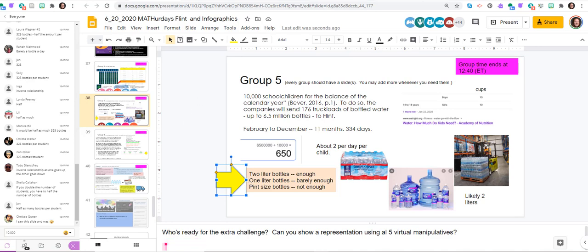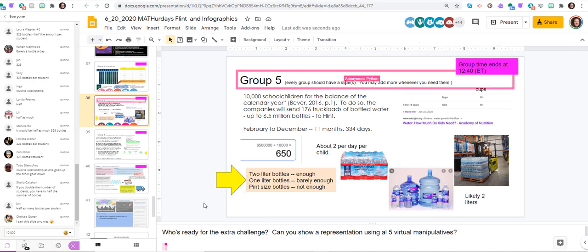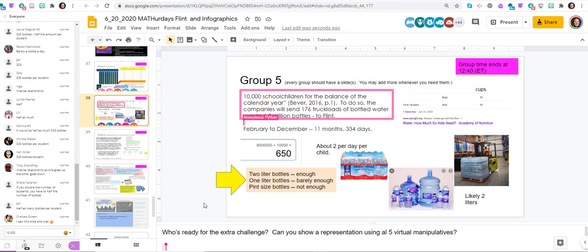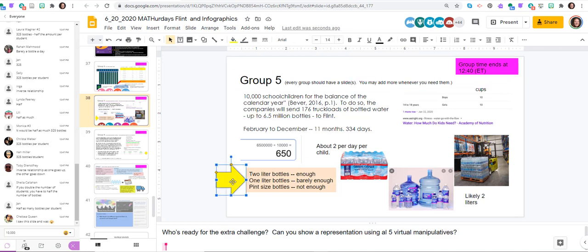Let's see, who is in group 5? Can you tell us how you figured out the enough, barely enough, and not enough? I can explain. Hopefully my teammates would join me. We figured out the same way that the 650 bottles were for each student based on the numbers that are going to be provided. But then it was never mentioned the size of the bottle, rather than the quantity as a whole.